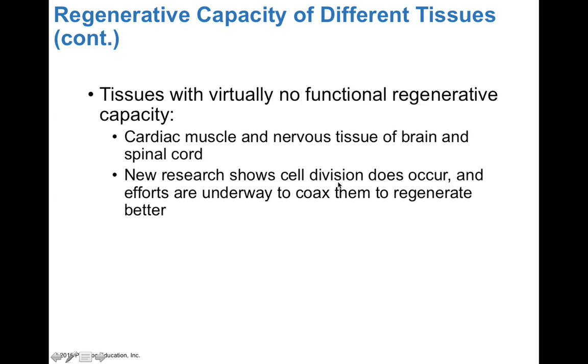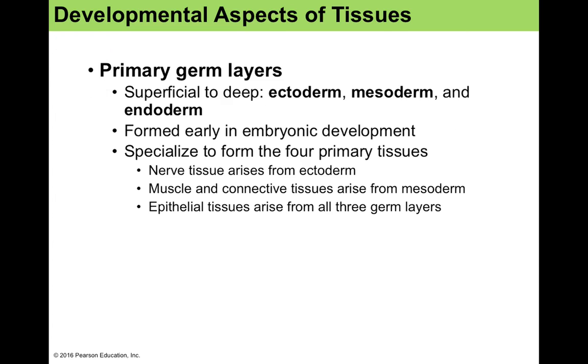Now, new research does show that cell division can occur in some of these tissues, and certain efforts are underway to coax them with growth factors to regenerate better. That way, if someone has a stroke in their brain, you might introduce growth factors to regrow some of the surrounding cells and hopefully regenerate or restore function.